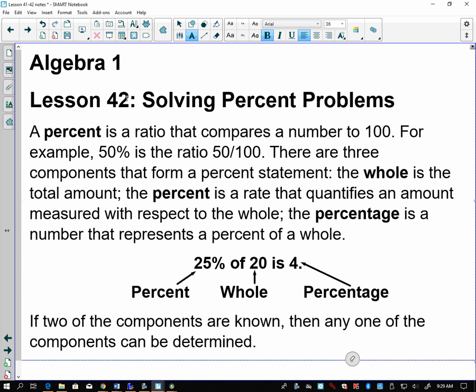You have the whole, which is the total amount. The percent is a rate that quantifies an amount measured with respect to the whole. And then you have the percentage, which is a number that represents a percent of a whole. So we could say 25% of 20 is 4. We have our whole, which is 20, and the percentage is 4. So if 2 of the components are known, then any one of the components can be determined.